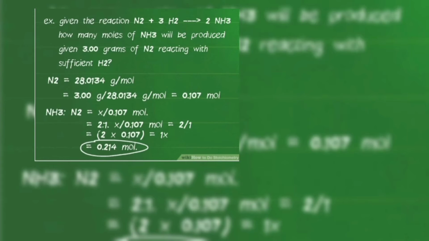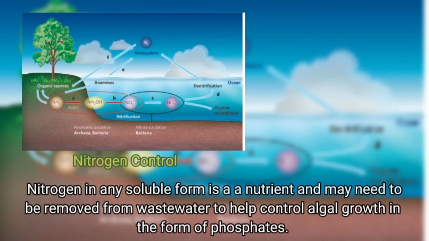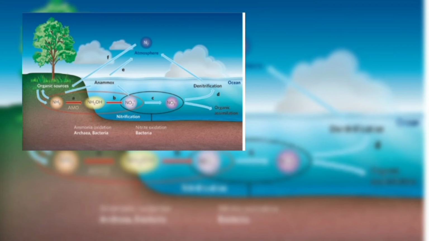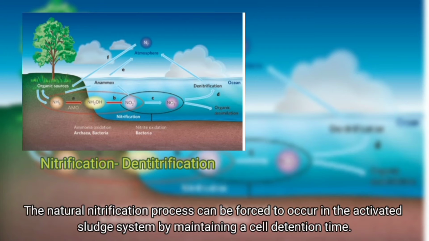So we get the mole, which is 0.240. Nitrogen control. Nitrogen in any soluble form is a nutrient and may need to be removed from wastewater to help control algal growth. Nitrification-denitrification. The natural nitrification process can be forced to occur in the activated sludge system by maintaining a long cell detention time.